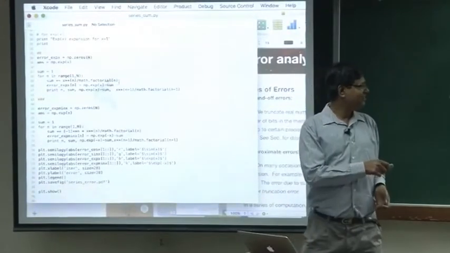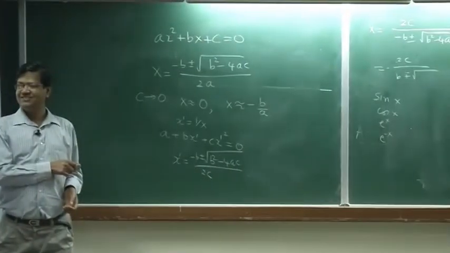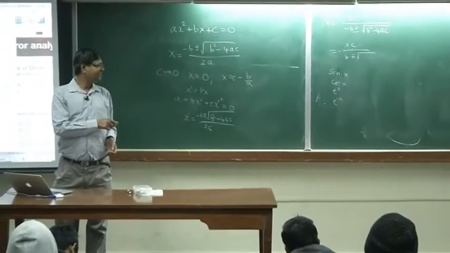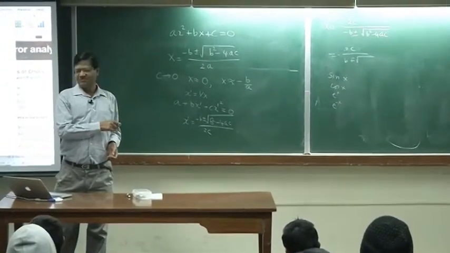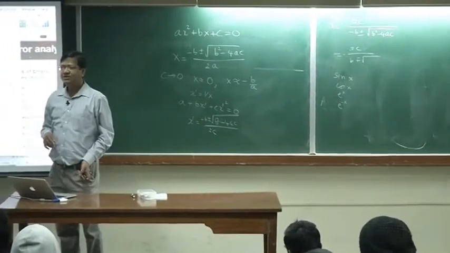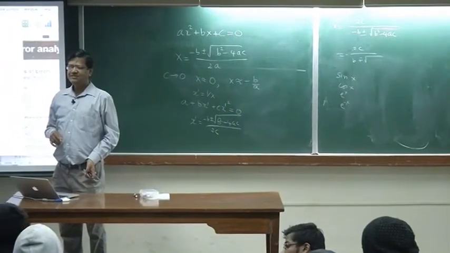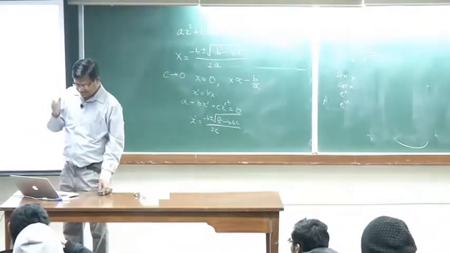Which has the largest error, make a guess? E to the power x. Second? Great. Okay, so it turns out the exponent... I see. Okay, so let us see.